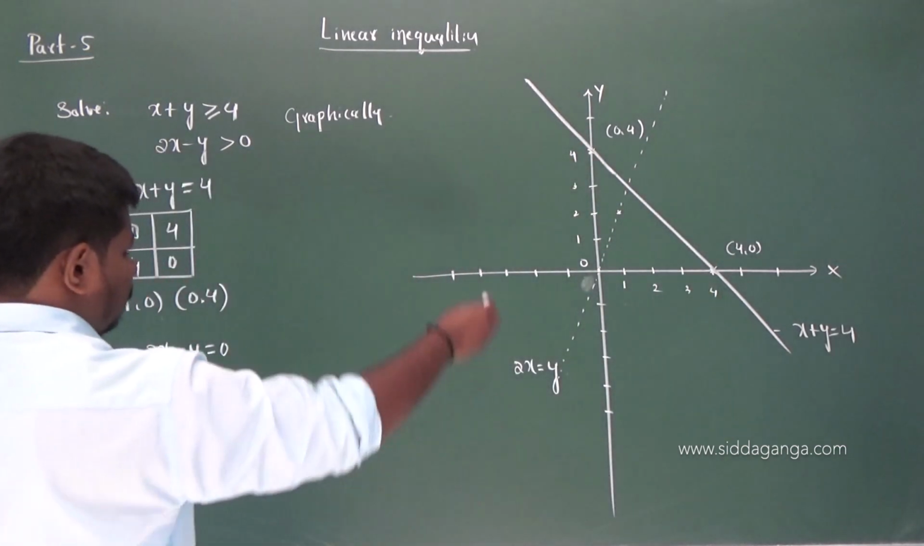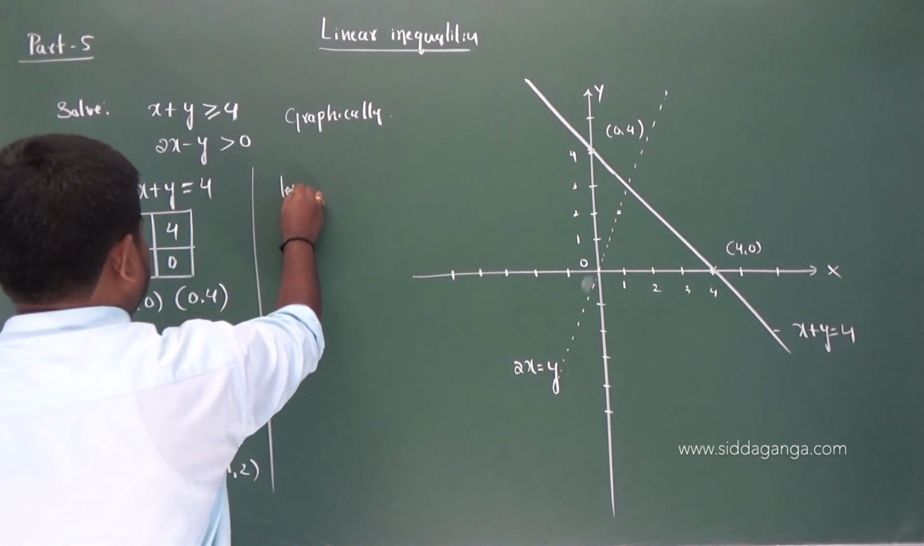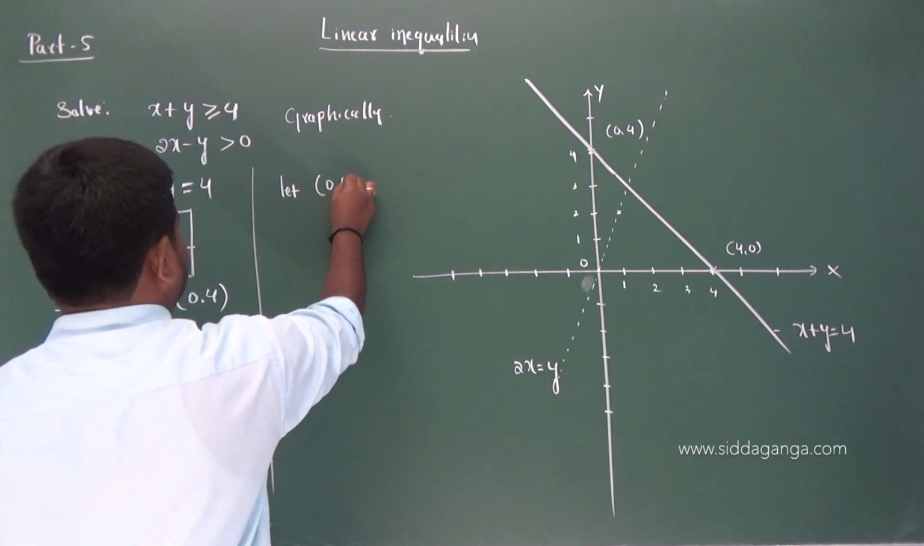So I'm checking for the first inequality. Let us take 0 comma 0 from the lower half plane.